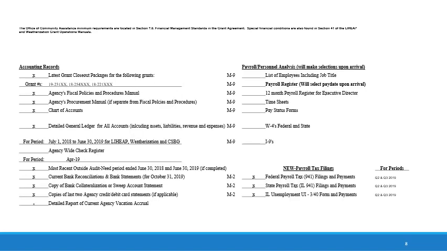This is a sample records request form. All items marked with an X should be submitted to OCA through our secure FTP site. We ask that you pay attention to the details on this list because some requirements have changed from prior years.